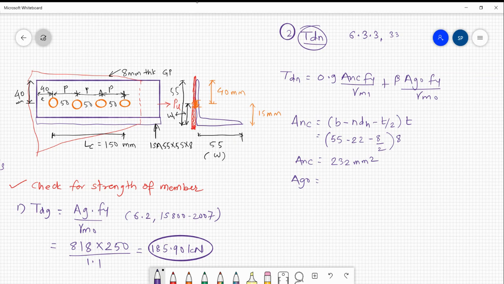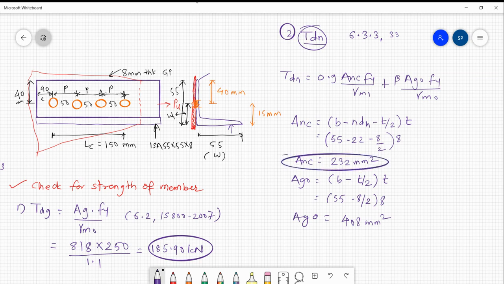Next you have to go for AGO. It is gross area of outstanding leg. Now N stands for net, C stands for connected. So this is connected leg. O stands for outstanding. This is outstanding leg. So AGO is equal to B minus T by 2 into T. So B is again 55 minus 8 by 2 into 8. So AGO is equal to 408 mm square. This is the second area required as per expression. So that also is obtained.